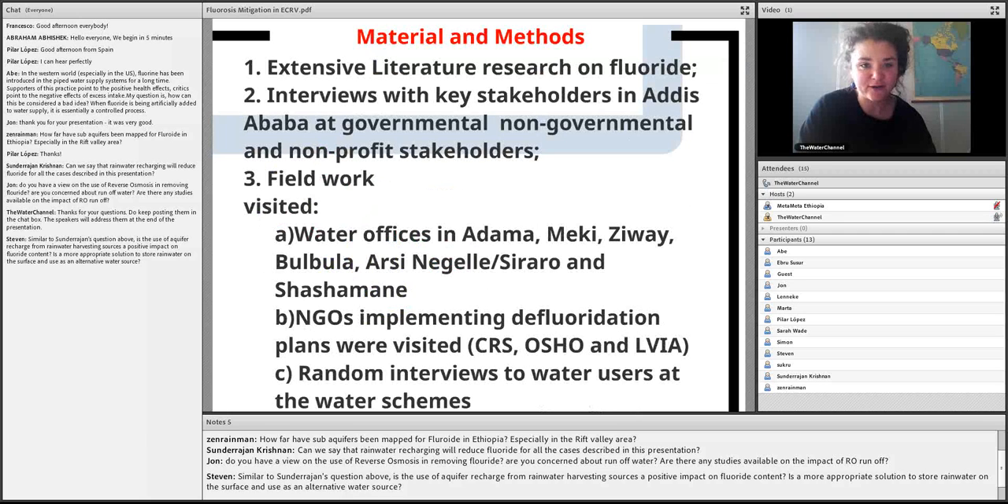So we used as materials and methods, like I did before, an extensive literature research on fluoride and interviews with different stakeholders in Addis Ababa, as well as non-governmental and non-profit stakeholders, and also field work to visit all the water offices that have multiple water supply schemes. At the moment, there are 5 different multiple water supply schemes present in the region, and I also went to visit the implementation of Nalgonda and bone char.